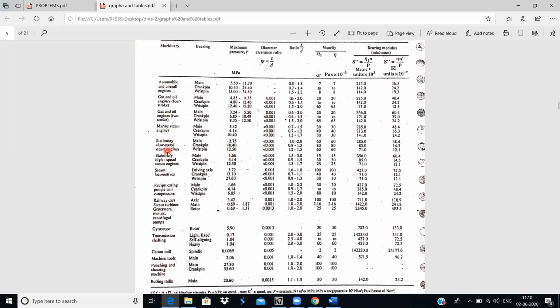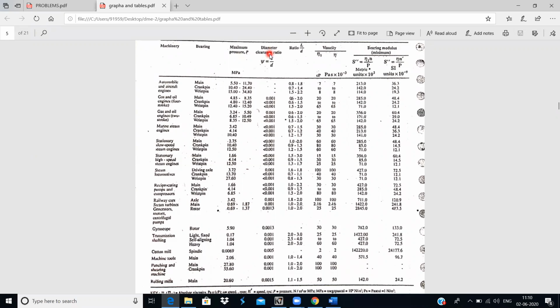See here, we are having centrifugal pumps. Now for this centrifugal pump, these are the 3 things: bearing, axial, mine, rotor. Always I told that we have to refer the axial. Now for this axial, first thing we have to note down, that is maximum pressure P is equal to 0.69 to 1.87, that we have to note down.